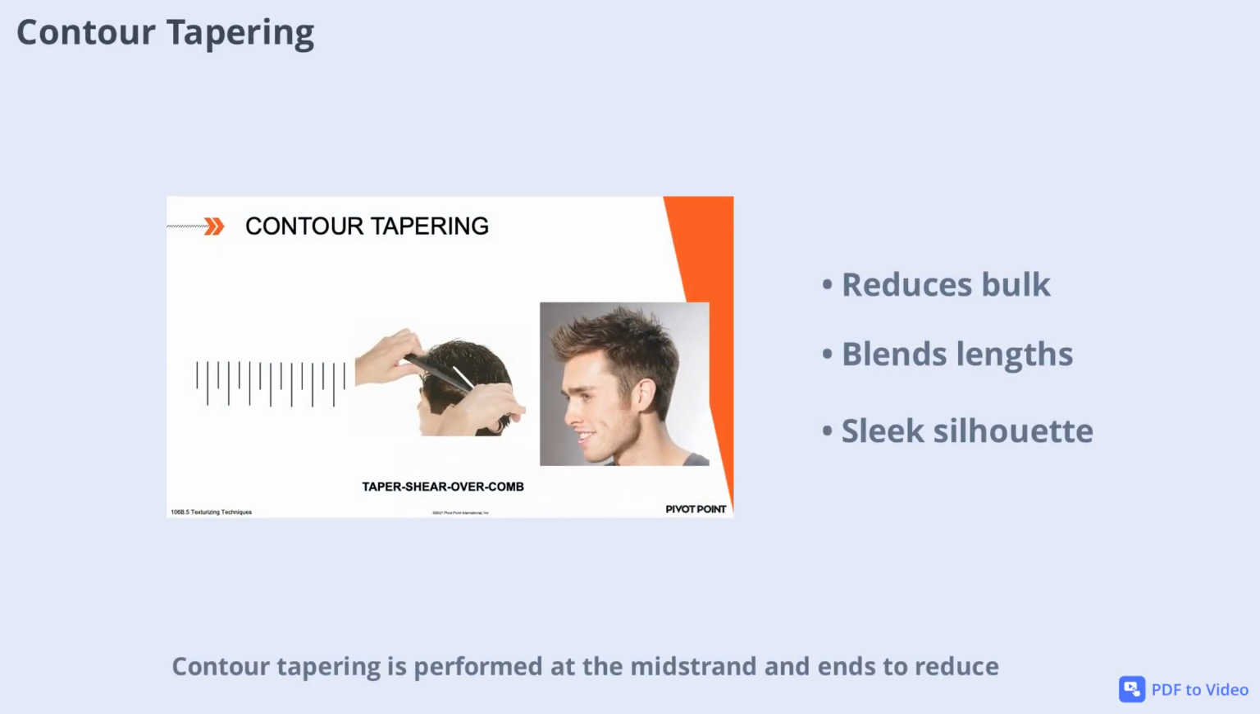Contour tapering is performed at the midstrand and ends to reduce bulk and allow the hair to lie closer to the head. Techniques include taper shear over comb, where hair is controlled with a comb and cut with taper shears, softening and blending the lengths. This method is perfect for achieving a sleek, contoured silhouette.